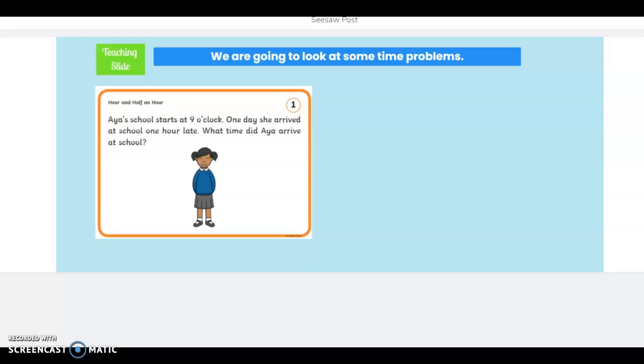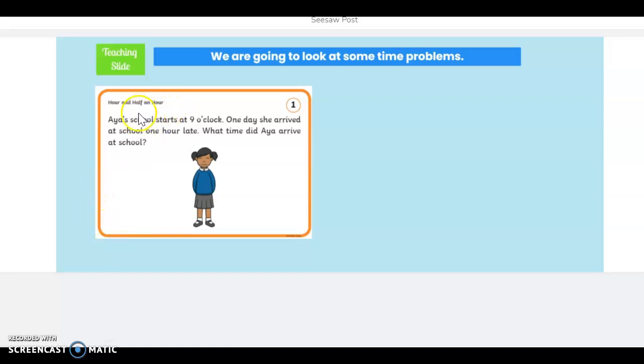For today's activity, we are going to be looking at some time problems. So let's read our first time problem and solve it together. Aya's school starts at 9 o'clock. One day, she arrived at school 1 hour late. What time did Aya arrive at school?